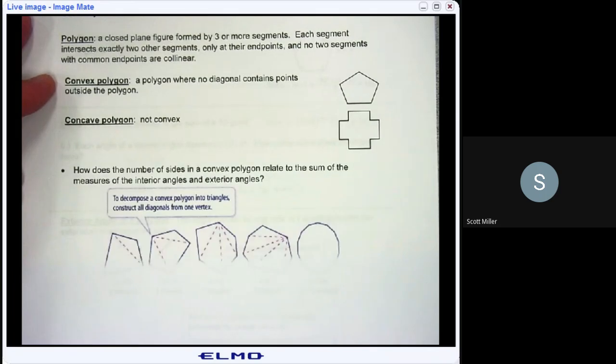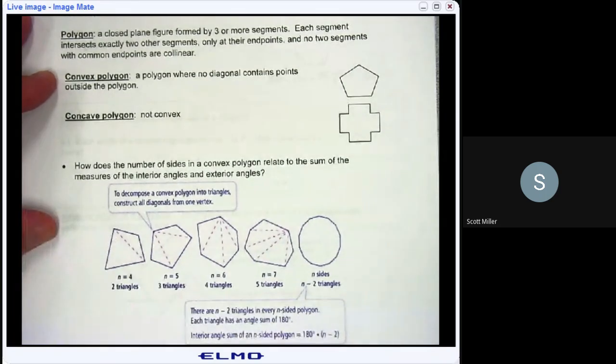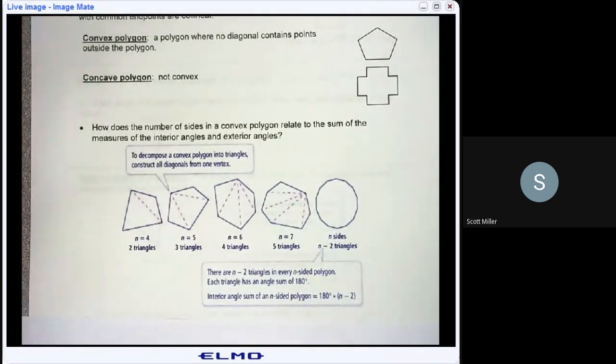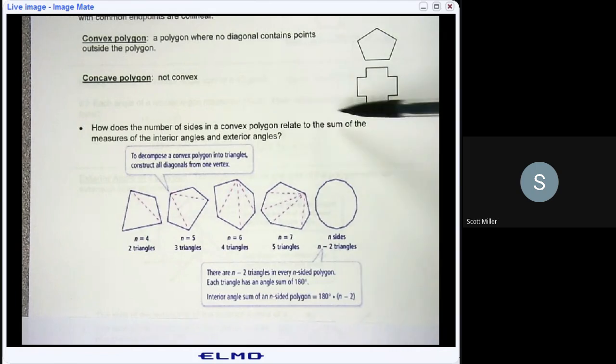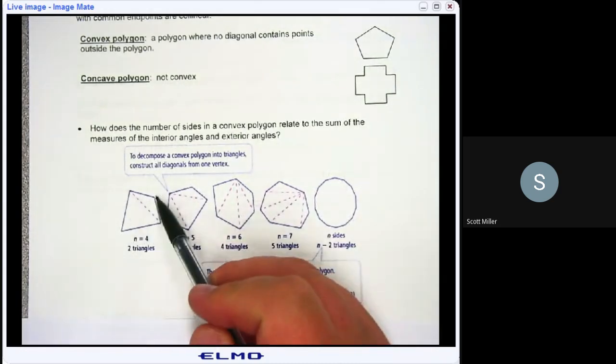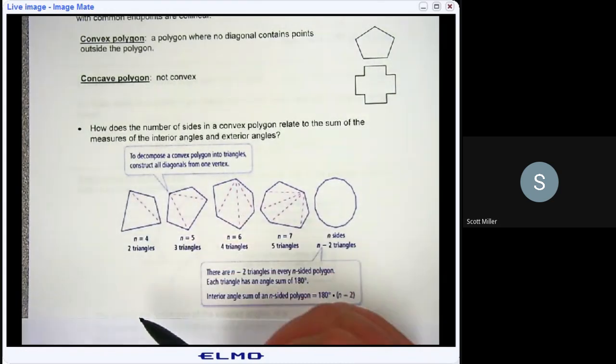The first thing we're going to look at is the sum of all the angles of a convex polygon. How does the side number in a convex polygon relate to the sum of the measures of the interior angles? We know from before that the sum of the three angles in a triangle is 180 degrees. So what if I have a four-sided shape? What is the sum of all the angles of this four-sided shape going to be?